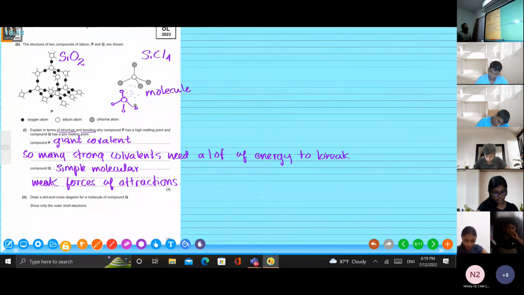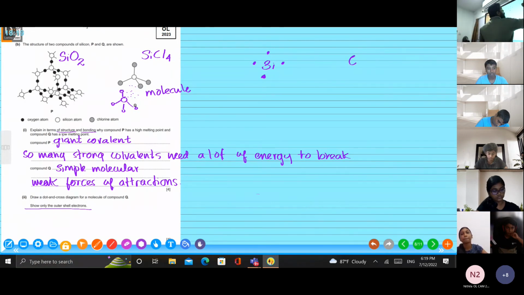Right. So they are asking for a dot-and-cross diagram for molecule Q, showing only the last shell. So let me draw it over here. Silicon has only 4 electrons in the last shell. How do you know? Group number, 4 electrons in the last shell. And chlorine has 7 electrons in the last shell. Group number 7. So silicon needs 4, and chlorine needs 1.